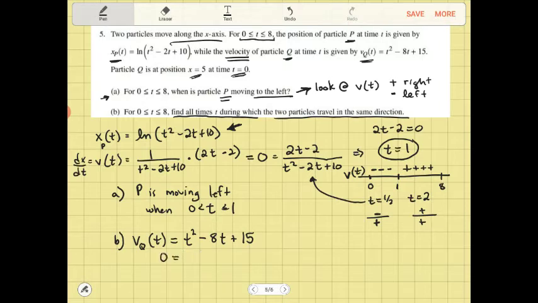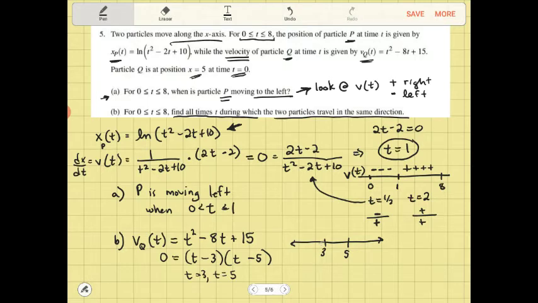So this time we set this to 0 again. We can factor. 3 times 5 is 15, and 3 plus 5 is 8. And then that will be negative 3 and negative 5. So this time we have 2 zeros. One is at 3 and the other one at 5. T equals 3, t equals 5. Now, note that we didn't have to take the derivative because we already knew the velocity. Unlike in the first case where we were given position and we had to find the velocity.